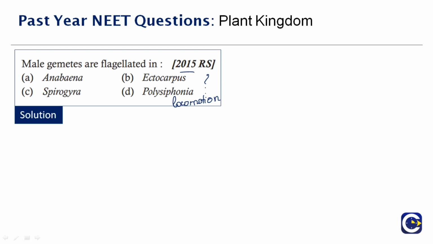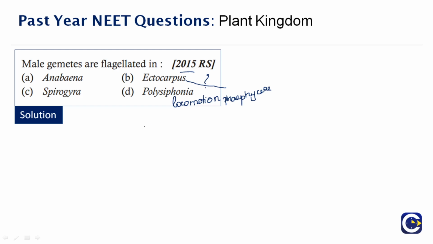Male gametes are flagellated in Ectocarpus. Ectocarpus belongs to the family Phaeophyceae. What family does it belong to? Phaeophyceae. Next point you have to remember is that the male gametes play an important role. Why should they have flagella? This is required to attain contact, or sexual contact, with the female gamete. And sometimes there are situations where the female gamete also seems to be flagellated in some organisms.